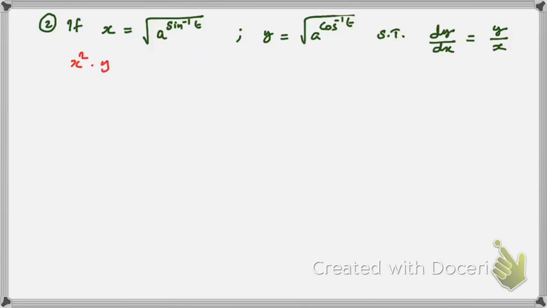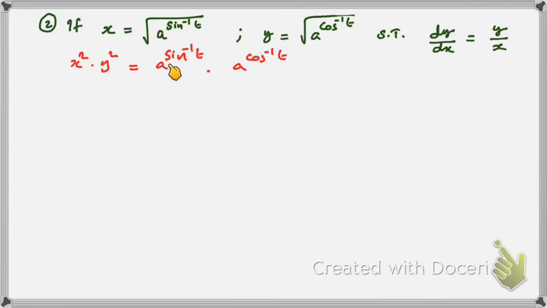How? Instead of x and y, I consider x square and y square so that the square root goes away, and I multiply them. You will easily understand what's going on when I do the next step. What's x square times y square? X square, when you say the square root is gone, is a raised to sine inverse of t. Y square, when the square root is gone, you get a raised to cos inverse of t.